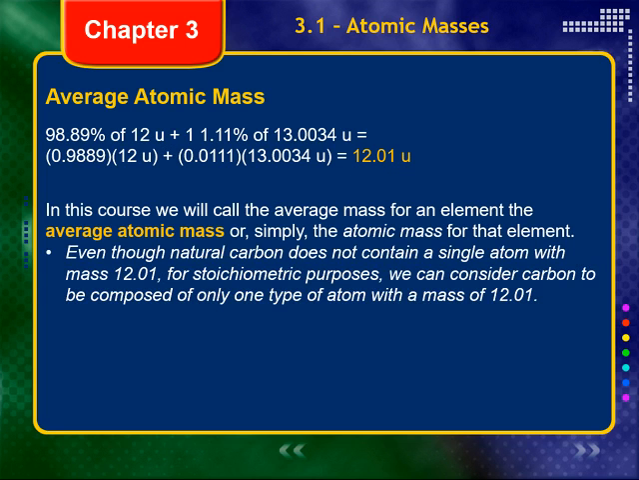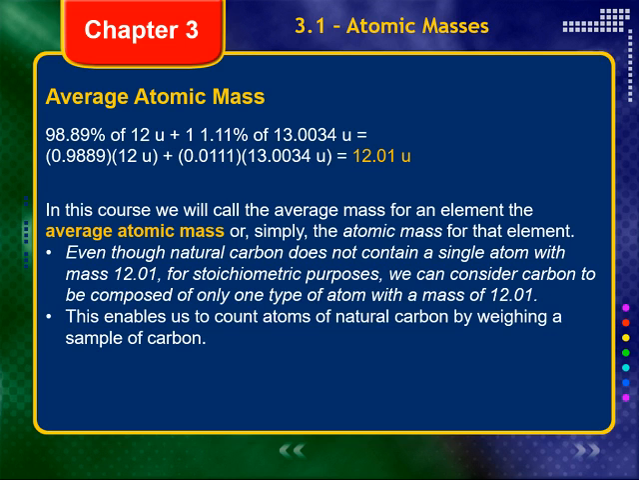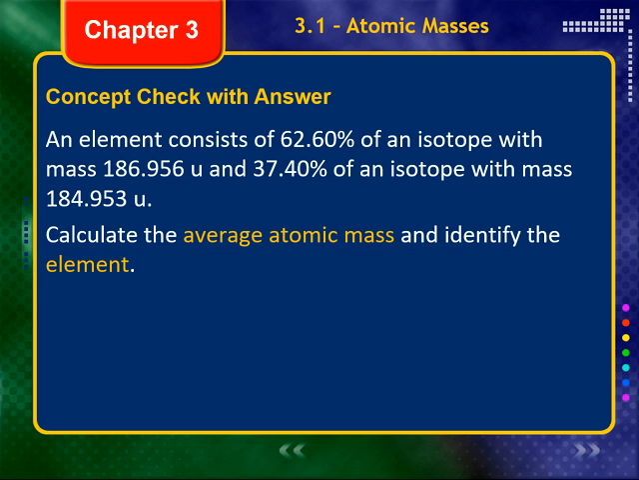So even though natural carbon does not contain a single atom like that, for stoichiometric processes, when we start doing math and stoichiometry, we consider carbon to be composed of only one type of atom that has a 12.01 mass. This enables us to count atoms of natural carbon by weighing the sample of carbon. So let's see what this looks like.